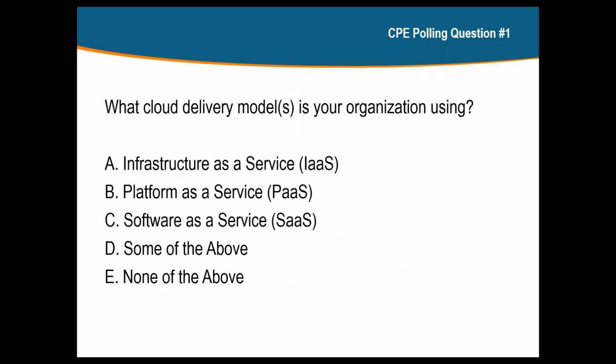Let's go to our first polling question. What cloud delivery model or models is your organization using? A, infrastructure as a service, B, platform as a service, C, software as a service, D, some of the above, or E, none of the above.